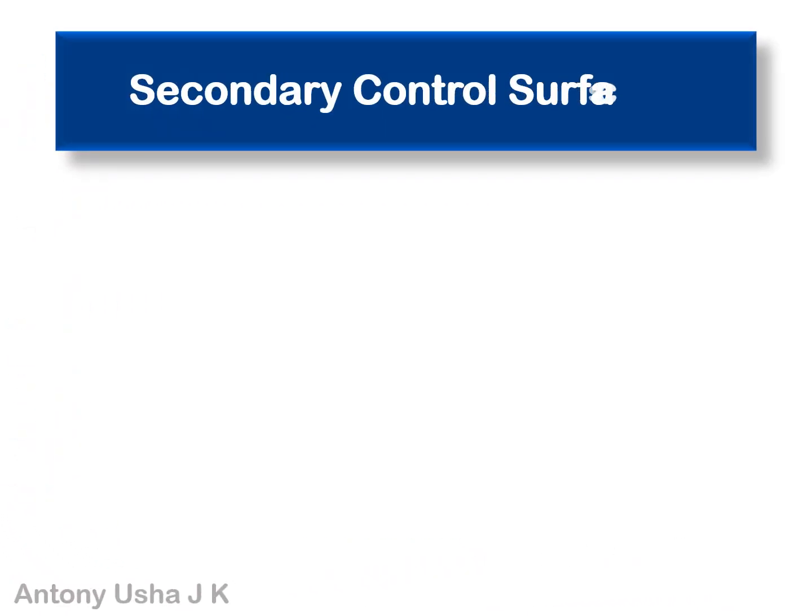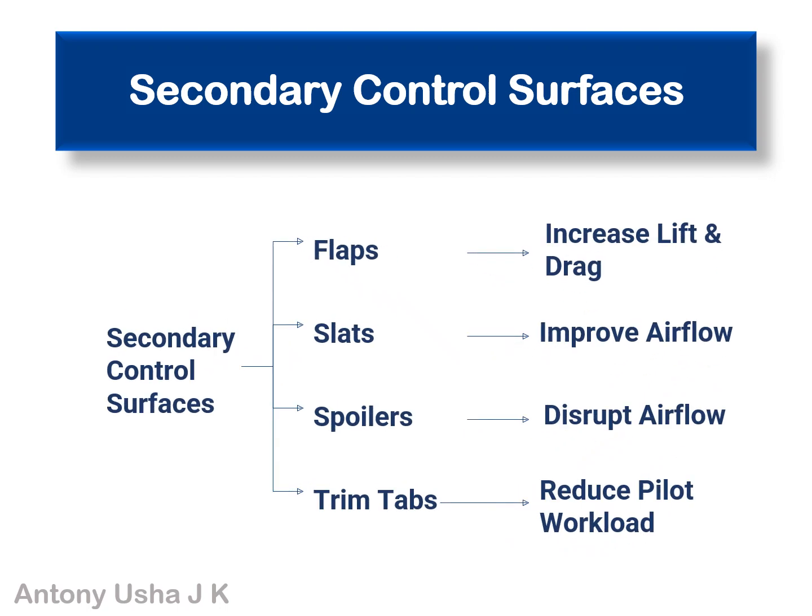Secondary control surfaces are basically classified into four types: flaps, slats, spoilers and trim tabs. Flaps are located on the trailing edge of the wing. When extended, they increase both lift and drag. This allows the aircraft to fly at lower speeds, especially useful during takeoff and landing. So this is the key point.